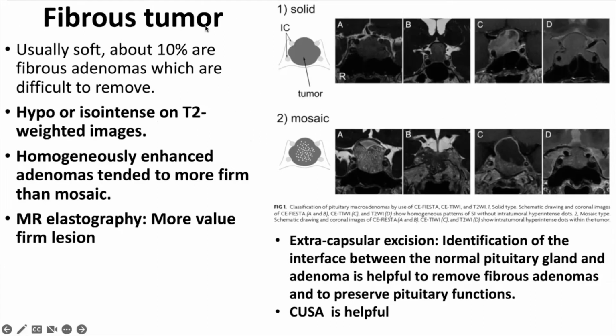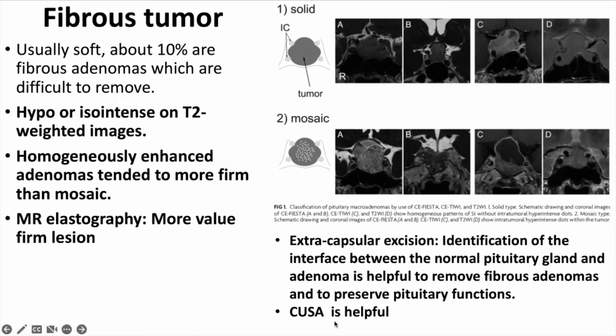A word about fibrous tumors. Usually most of the pituitary tumors are soft, but in about 10% of cases, these are fibrous, which are difficult to remove. So how to identify them? Hypo- or iso-intense on T2 weighted image. If it is there and if it is homogeneously enhancing, adenomas are more likely to be fibrous as compared to mosaic. MR elastography has been shown to be of more value to find out how firm the tumor is. If it is a firm tumor, then it is better to go for extracapsular excision.